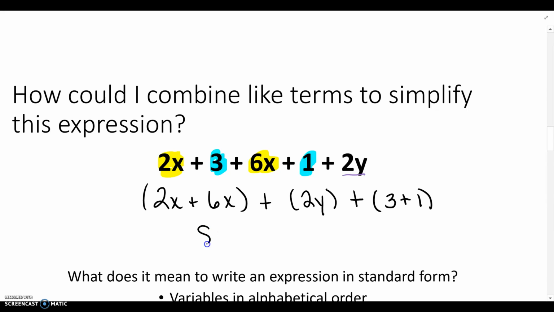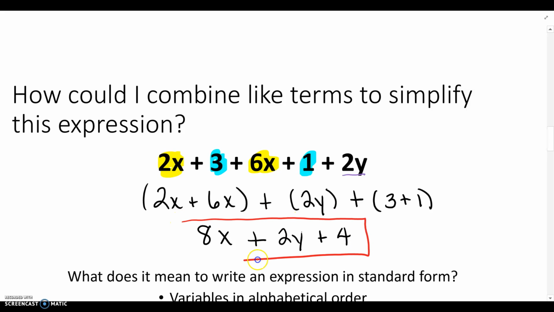So we end up with 8x. So 2x plus 6x gives us 8x's altogether, plus 2y, plus 3 plus 1 is 4. And this is our final answer. There's nothing we can do from here because we cannot add x's and y's together, and we cannot add constants or the numbers to anything that has a variable. So that's our final answer.